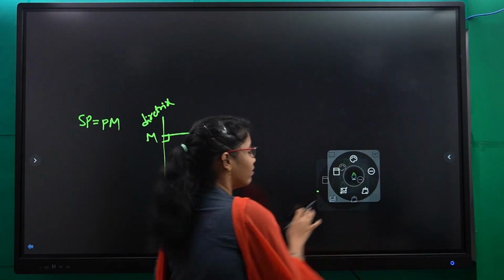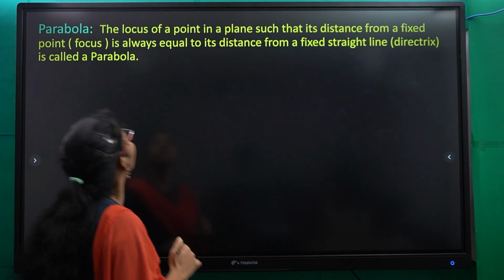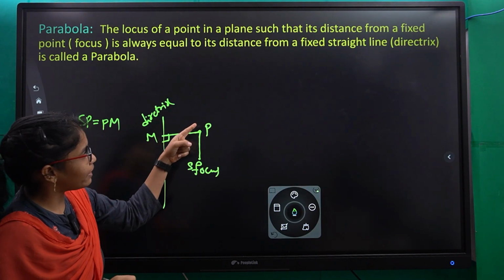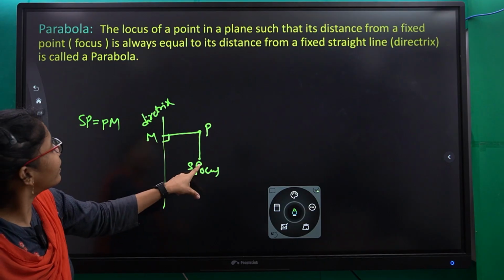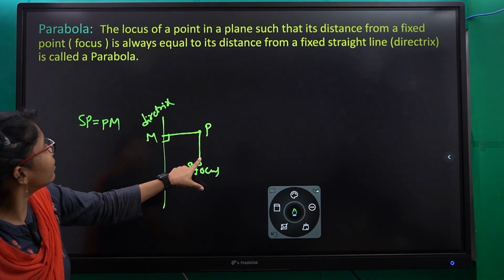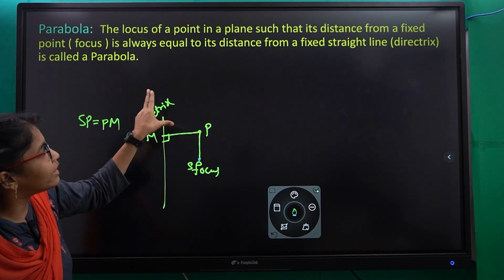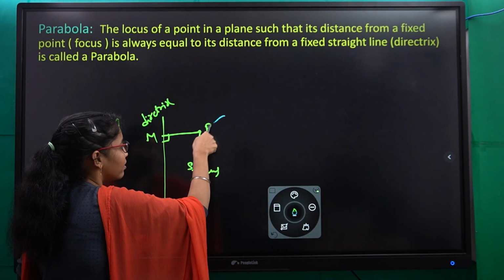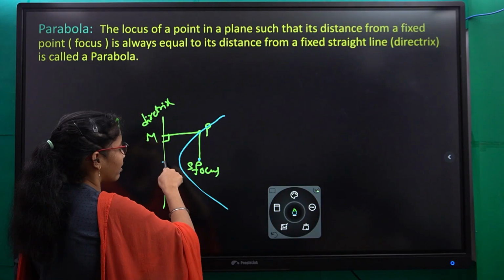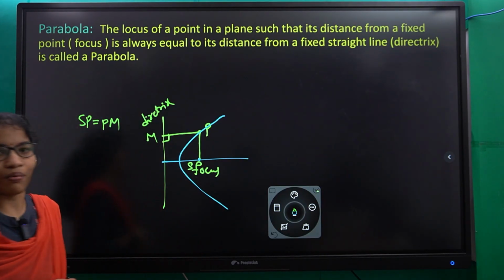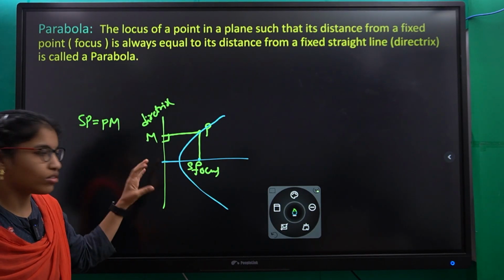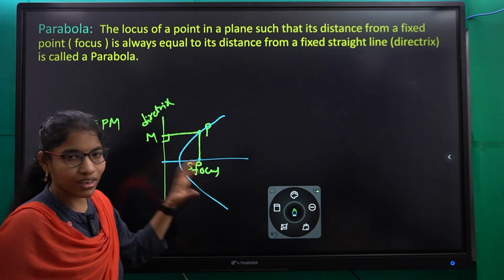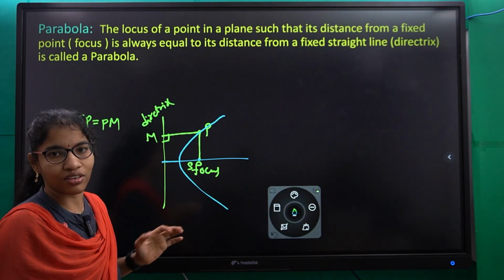See the definition here. The locus of a point in a plane such that its distance from a fixed point, that means the focus, is always equal to the distance from a fixed straight line. Then like this, you can form a parabola. These can be in different positions, but here generally we have taken the focus somewhere and the directrix parallel like this.